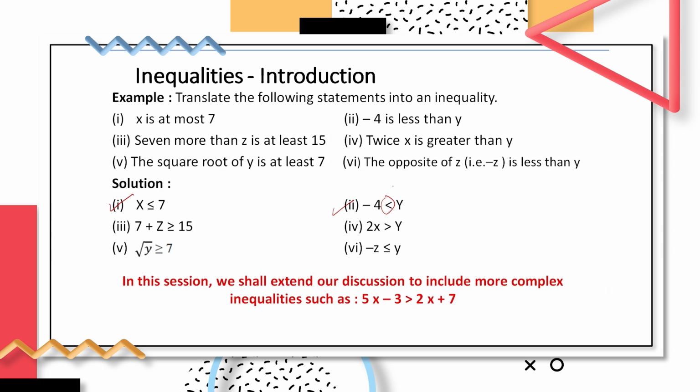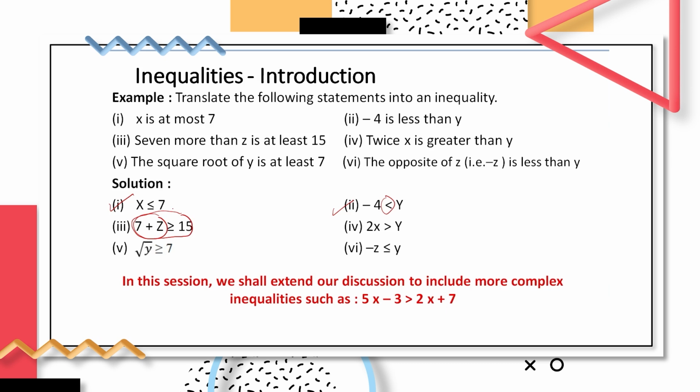7 more than z is less than 15. So 7 more than z means 7 is to be added to the z value, and 7 more than z is at least 15. So it is bound to be either greater than 15 or equal to 15. So the expression will be 7 plus z greater than or equal to 15.